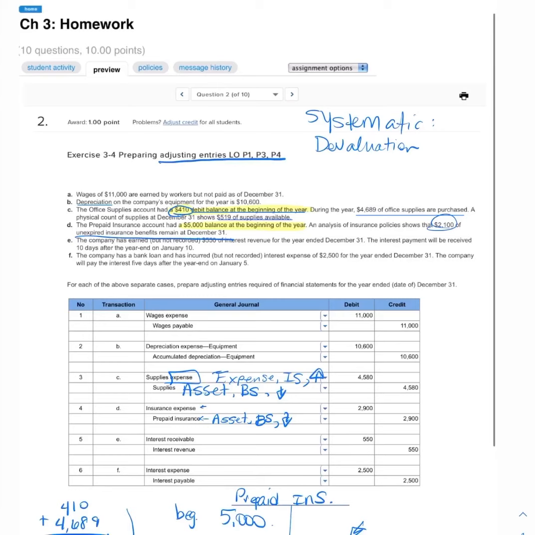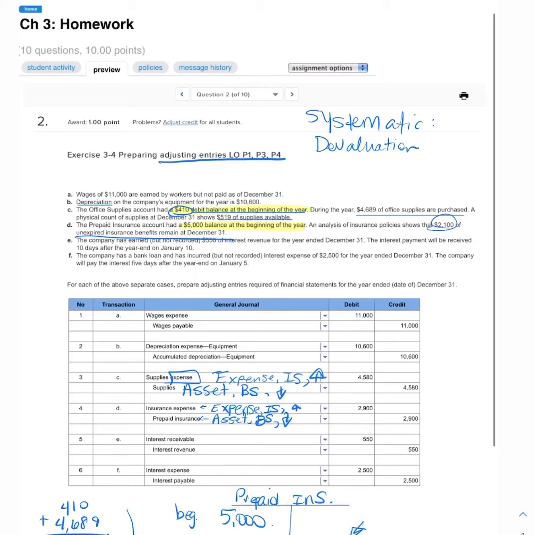Now, that insurance expense is, of course, an expense account. Expenses go on the income statement, and that expense is increasing because it is being debited. Now, don't think that expense being debited is a good thing or a bad thing. It just is, right? That expense is increasing because it has been debited.